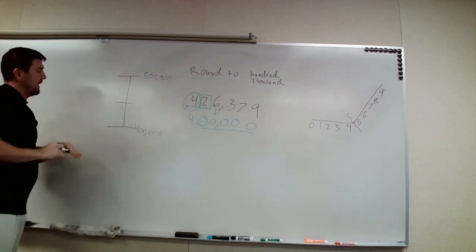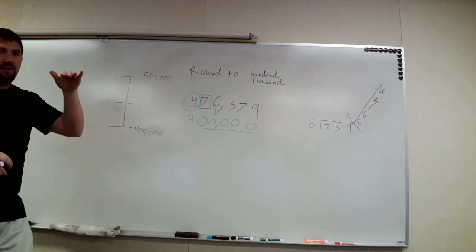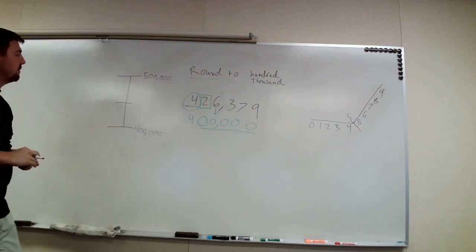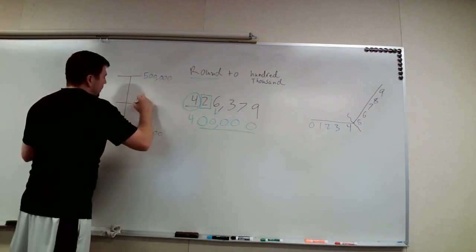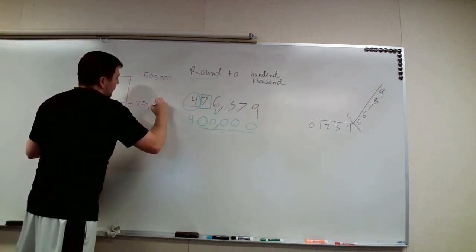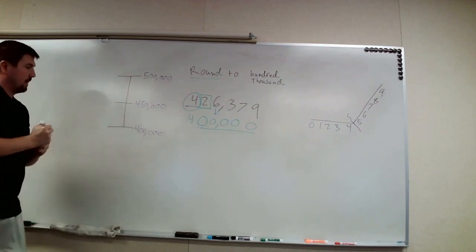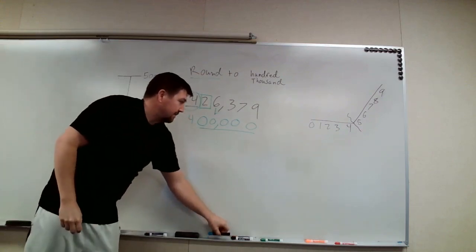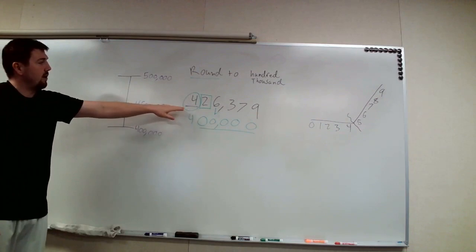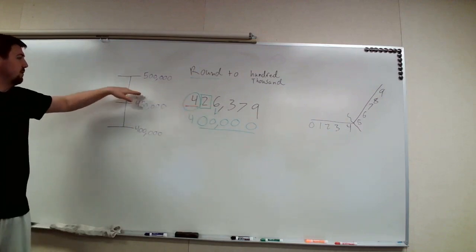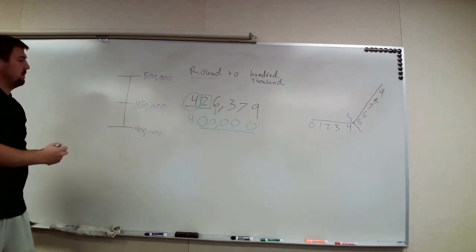500,000. This halfway point's just for our eyes to understand what is halfway between these numbers. That would be 450,000. And then the last step to this is to plug in this number. Where does this number go? Is it bigger than 450 or is it smaller than 450?